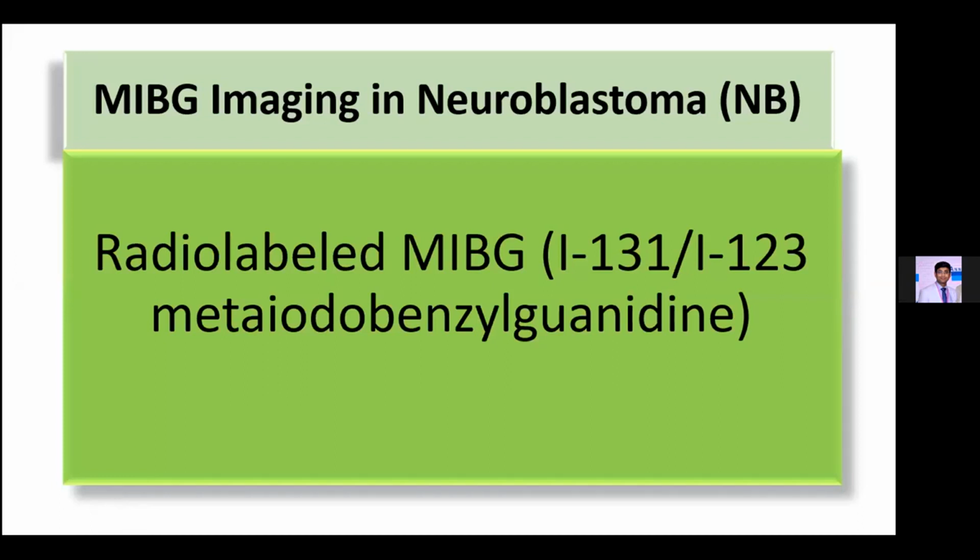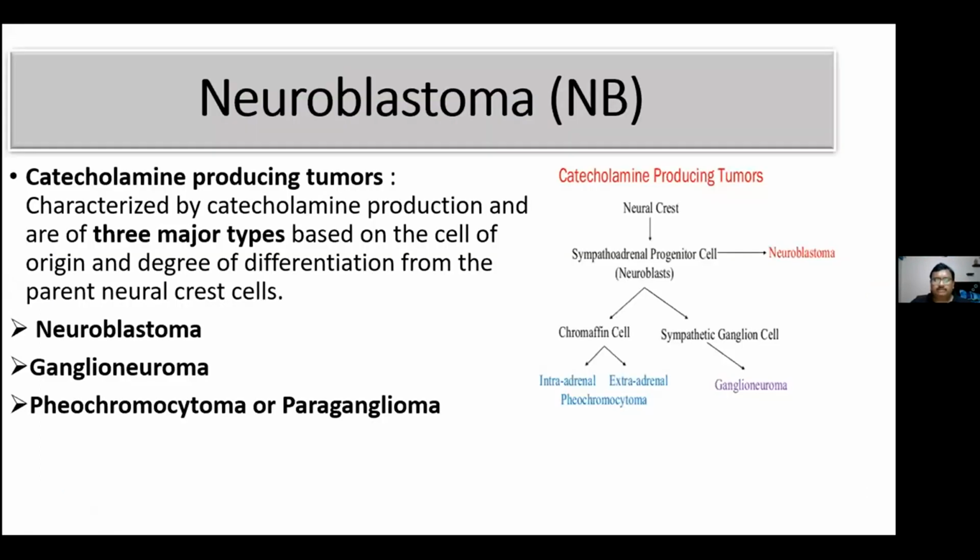Okay. So MIBG in neuroblastoma: radio-labeled MIBG, two isotopes, I-131 and I-123. MIBG stands for meta-iodobenzylguanidine. Just to go through, I think everybody must be more aware than me that catecholamine producing tumors are characterized by catecholamine production, and three major types are there based on the cell of origin and the degree of differentiation from the parent neural crest cells.